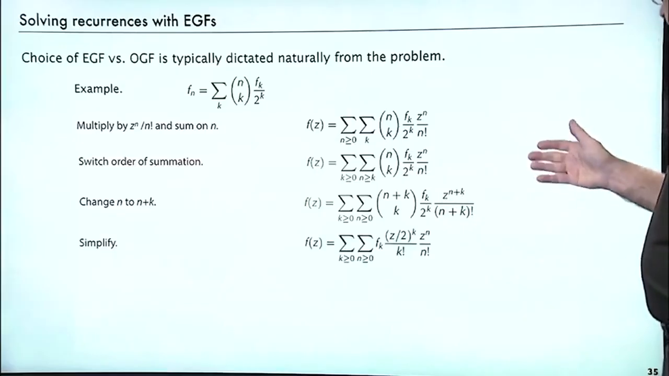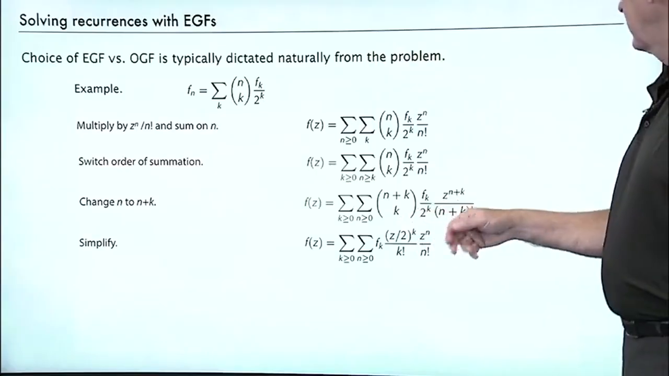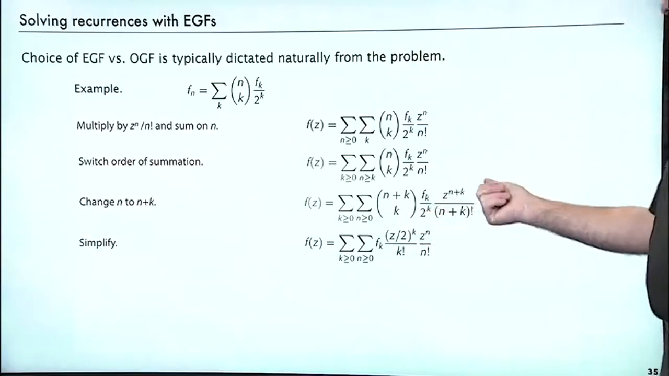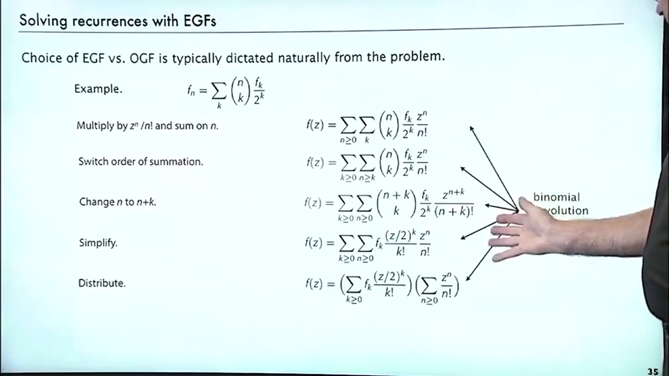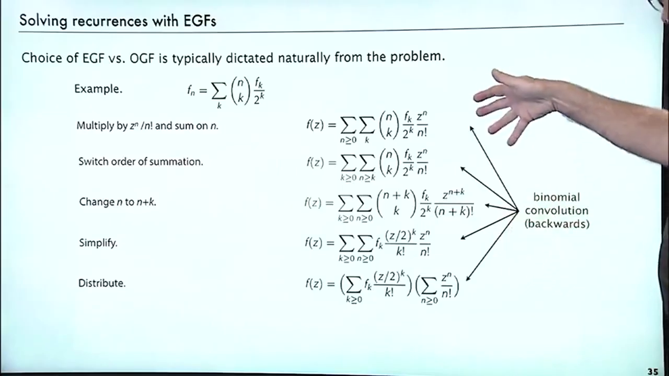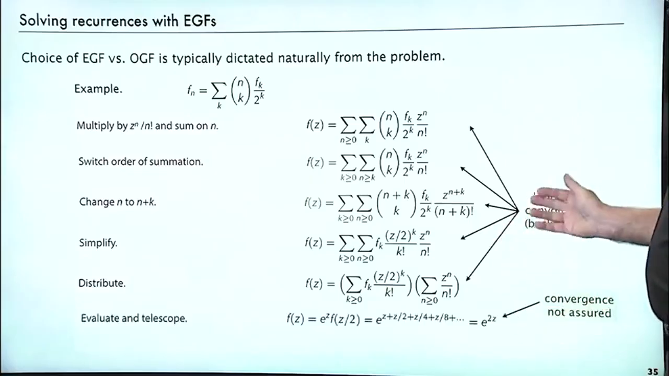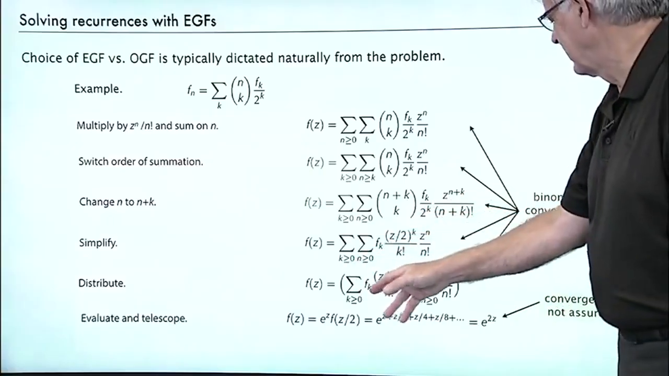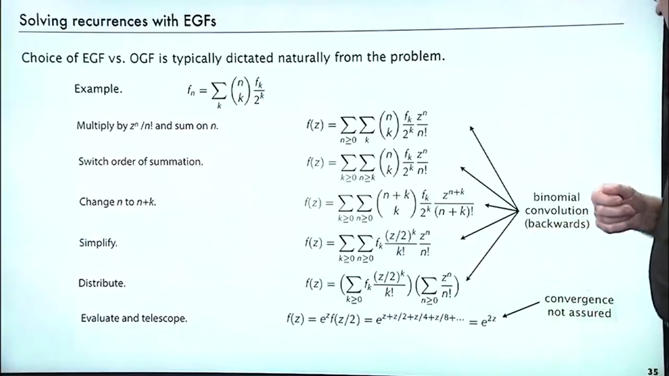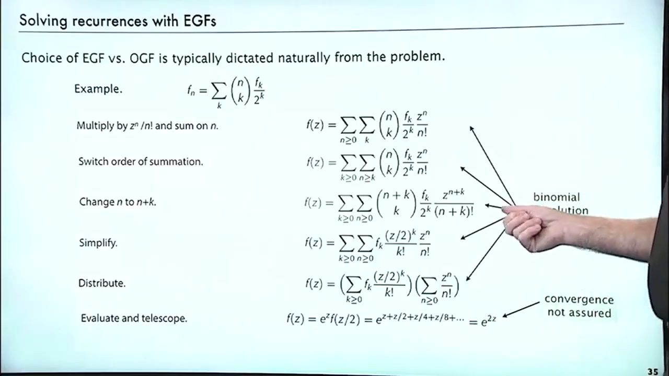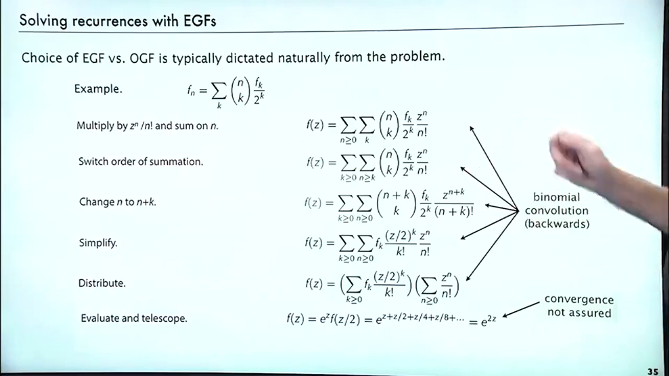And then as the n plus k factorials cancel out, we still have the F_k, the z to the k and the 2 to the k absorbed together, and the z to the n. And now those are independent sums. So that's the binomial convolution backwards. And so what it says is that F(z) equals e to the z. That's the z to the n over n factorial sum. And the other one is F(z over 2). So F(z) equals e to the z times F(z over 2).